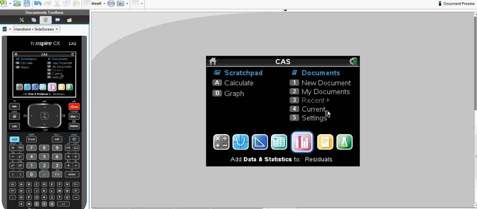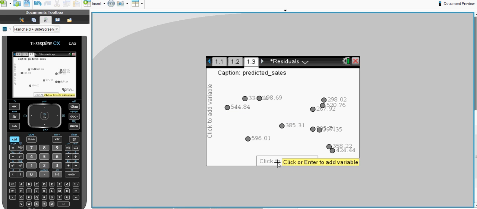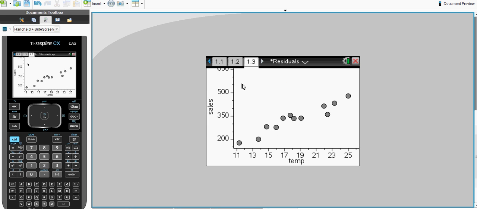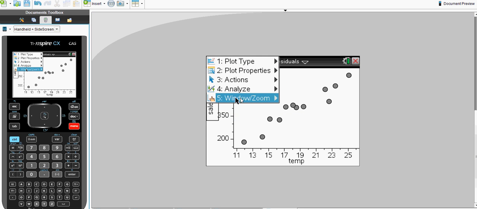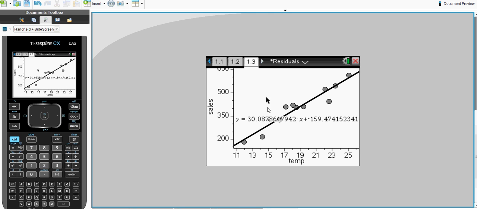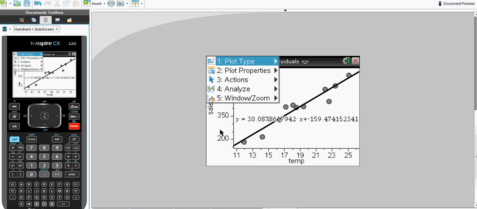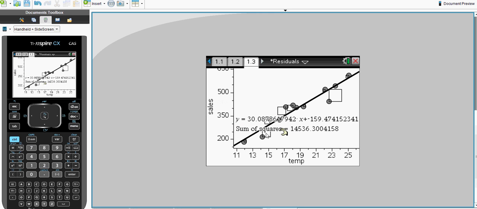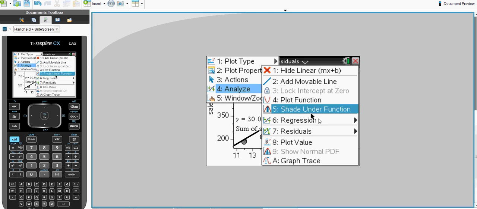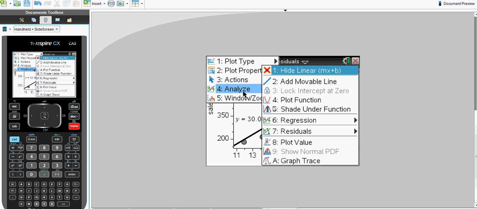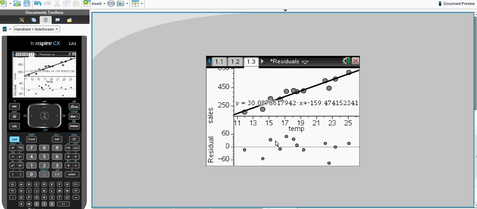Probably a more powerful way of looking at our residuals is to do a second plot. Let's look at temperature versus sales. Let's include a regression with the y equals mx plus c. There's our equation. And let's use our menu, analyze. We could, with the residuals, look at the squares. So there's the sum of all the individual squares. However, that's a little bit crowded. So let's hide the residual squares. What we can do, analyze residuals and complete a residual plot.